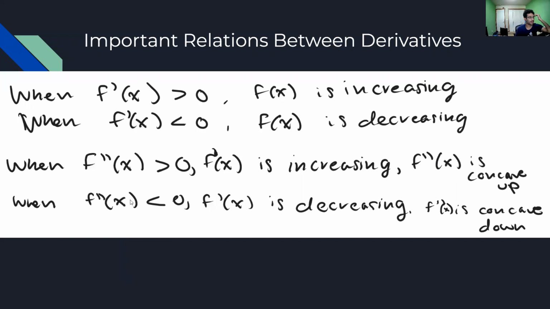Conversely, let's say we have f double prime is less than 0. That means f prime is decreasing. So like one order above, that would be decreasing. That means it'll be increasing or decreasing at a decreasing rate, therefore causing the concave down shape.